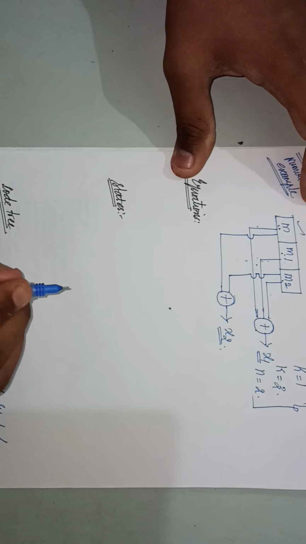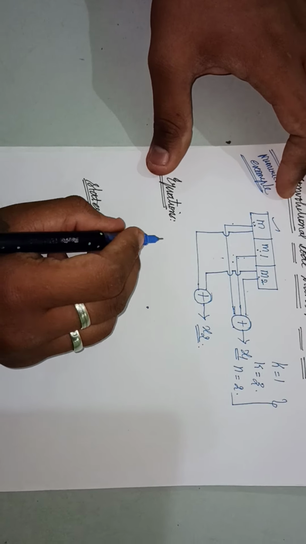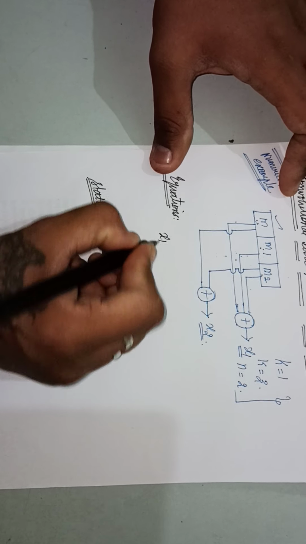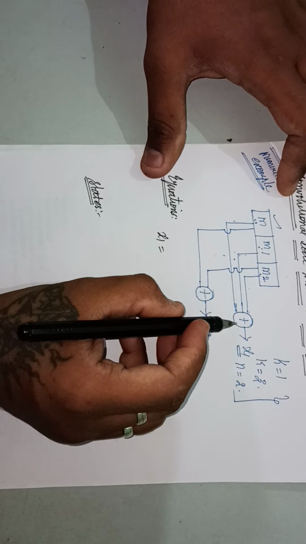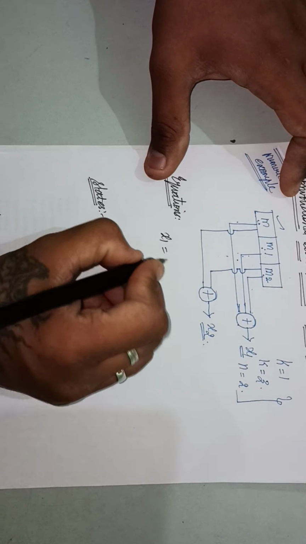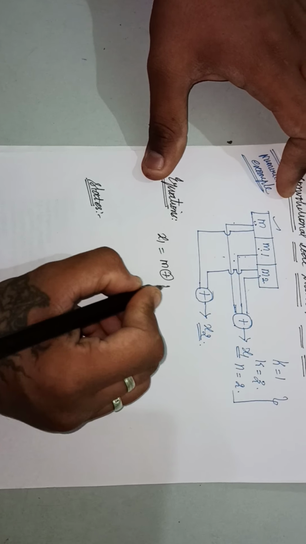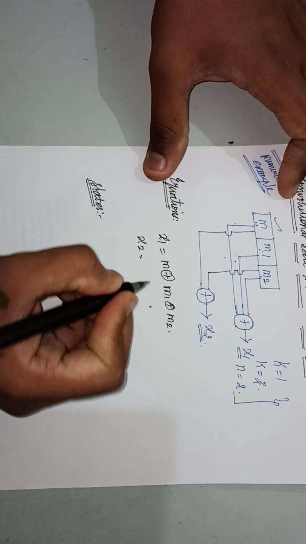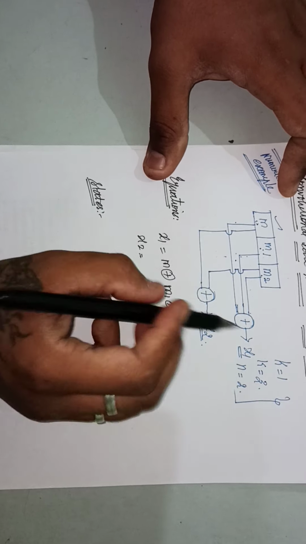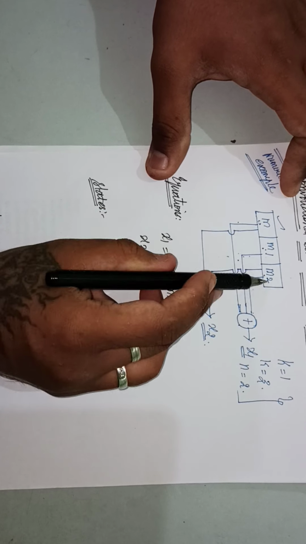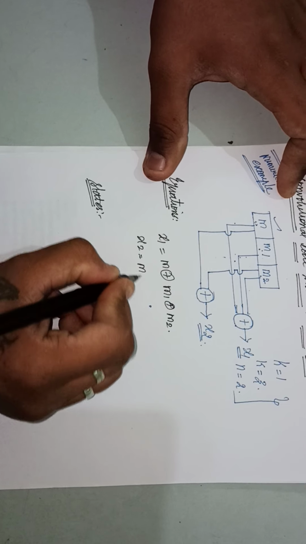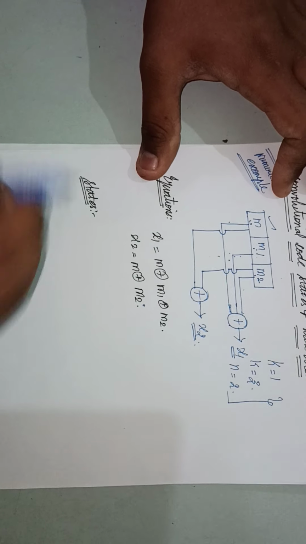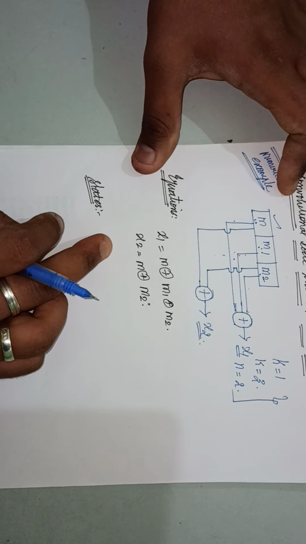Now let's write the equation. We can write the equation very clearly. x1 is connected to m, m1 and m2, so x1 is m XOR m1 XOR m2. x2 is connected with m and m2, so x2 is m XOR m2. This is how you write the equations for the x1 value and x2 value.